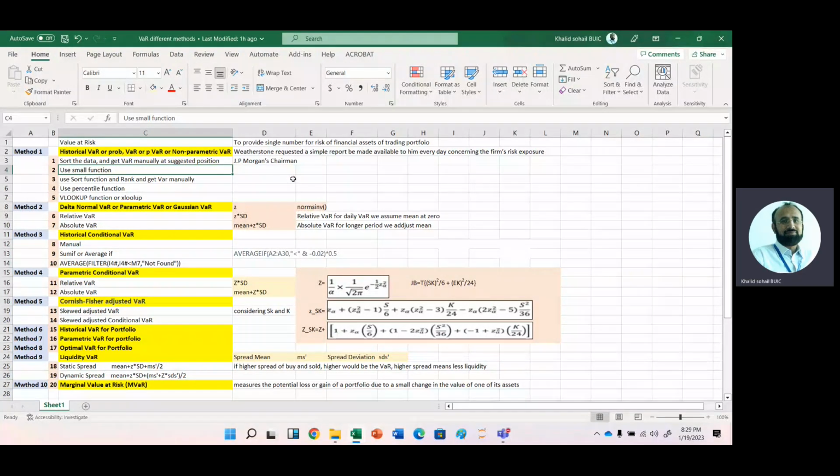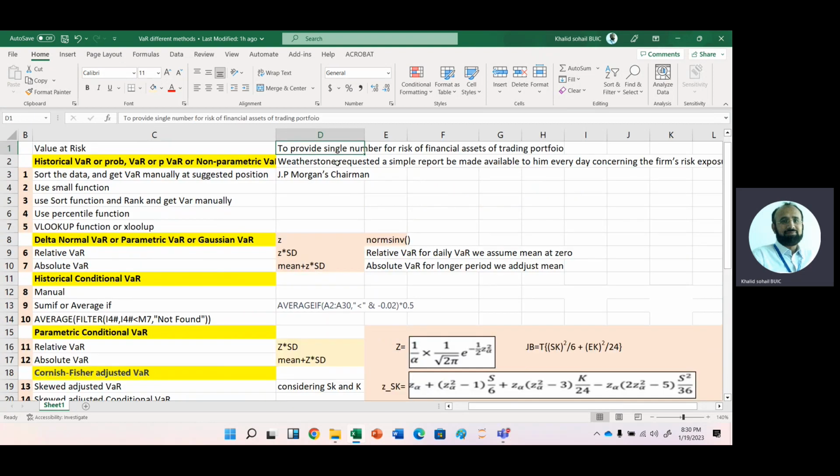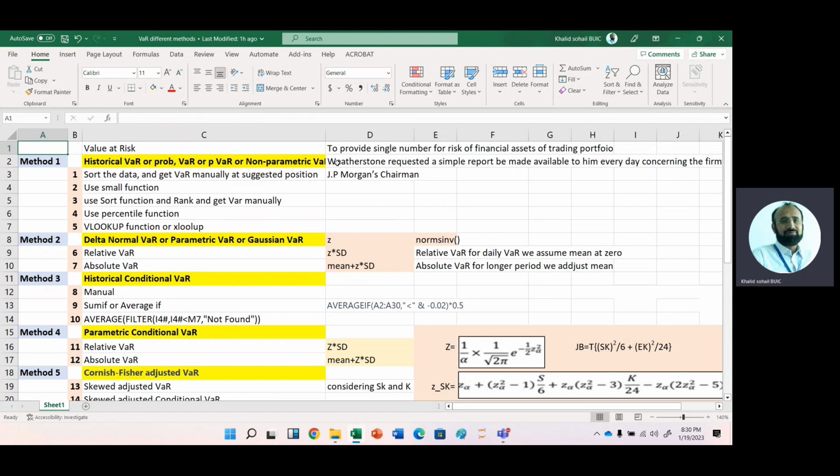Risk, how it is initiated, is an interesting story. The chairman of JP Morgan, one day walking through the office, asked that a single number be made available to him every day about firm risk. From that day, this value at risk is reported by many mutual fund managers, financial institutions, and portfolio managers. Now, what is the value at risk? It basically provides a single number for the risk for different financial assets of a trading portfolio.